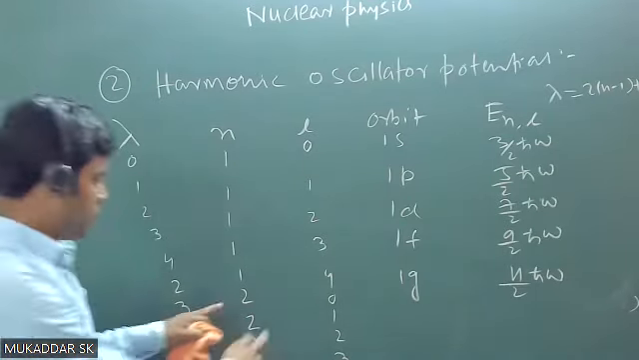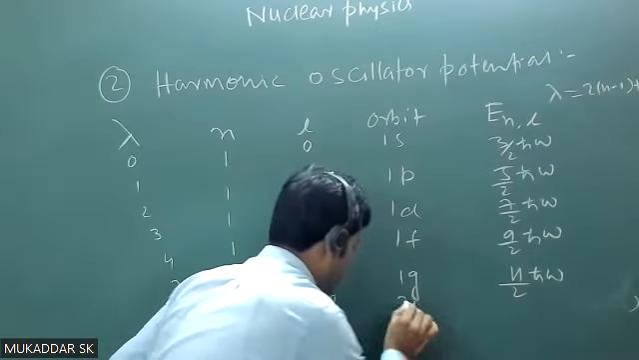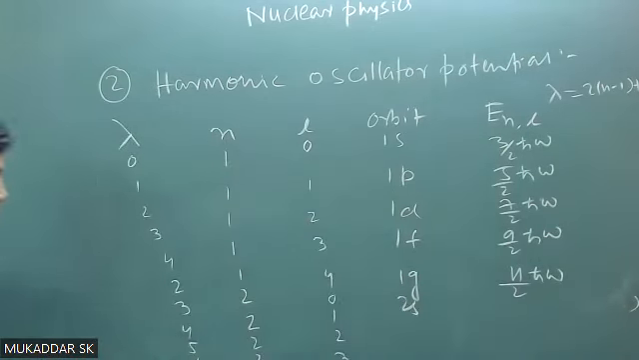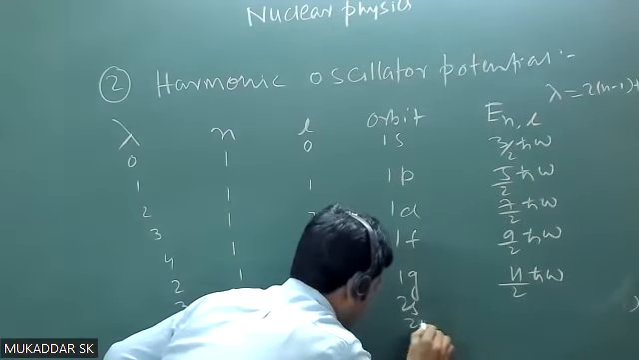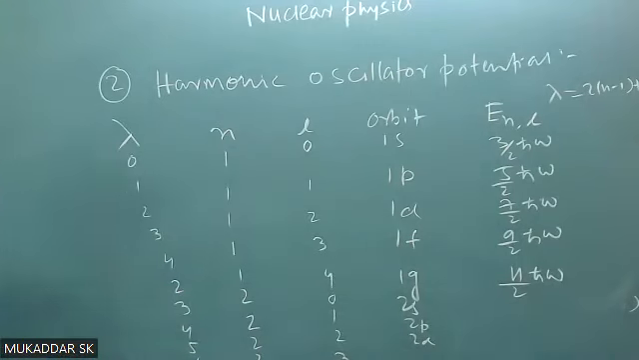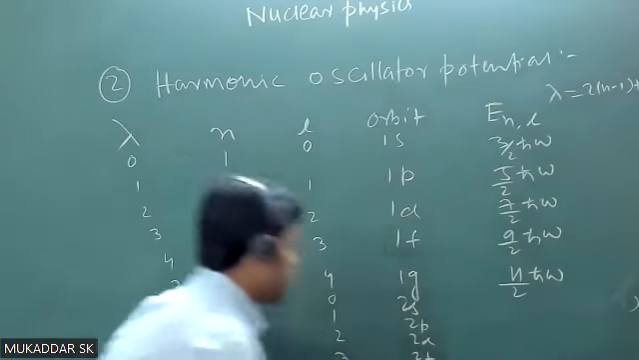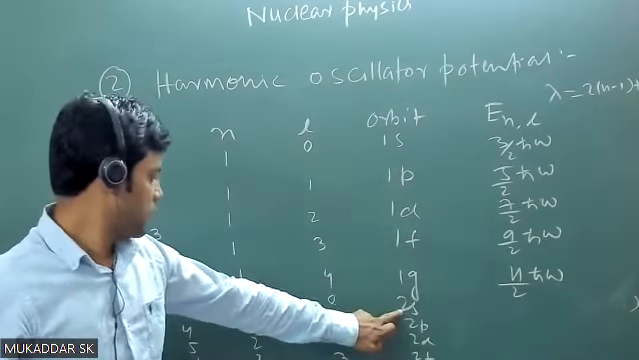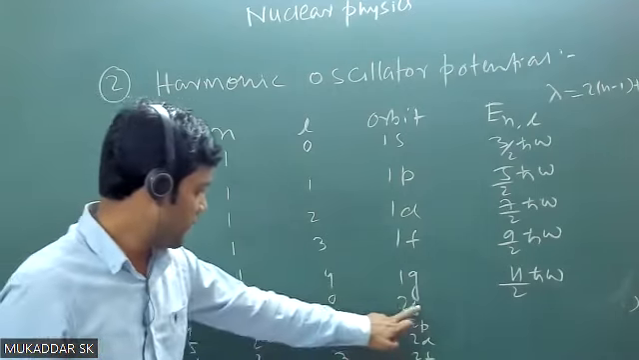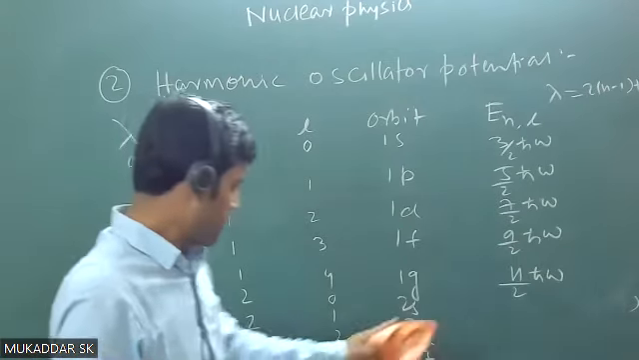And of course, for this set, n equals 2, L equals 0, it means this is your 2s. Then 2p, 2d, then 2f, and then 2g. So first, this is your n, and corresponding L will give s, p, d, and so on. To calculate that energy, can you please tell me what is the energy of 2s?